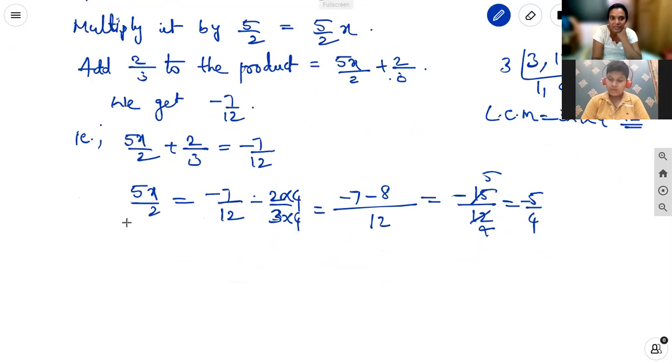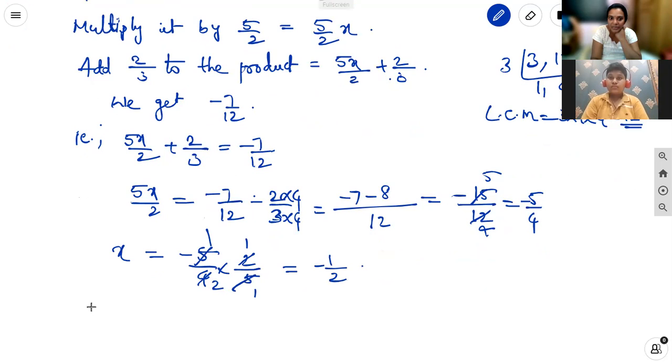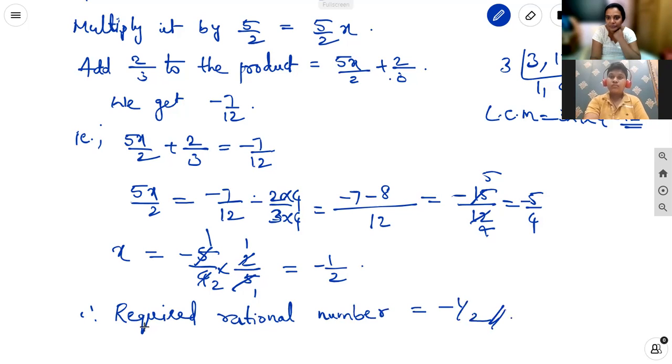Here 5 by 2 is the multiple of x, so when this 5 by 2 is taken to the right side, it becomes the reciprocal. So x equals minus 5 by 4 into 2 by 5. 5 ones are 5, 2 ones are 2, 2 twos are 4. That is equal to minus 1 by 2. Therefore, the required rational number is minus 1 by 2.